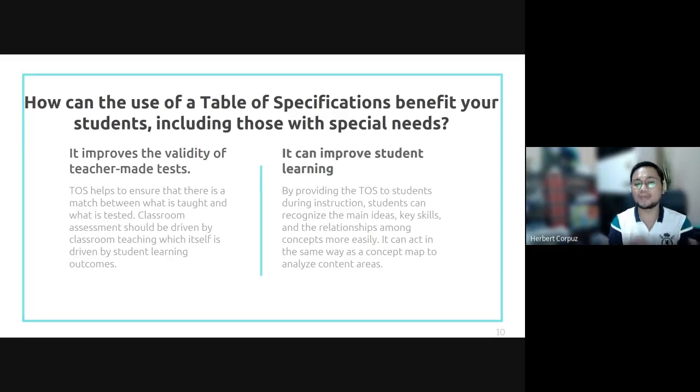Yung nasabi naman natin congruency. Ito yung sinasabi na nating alignment. If there's an alignment or congruency between what you have taught as a teacher and what you have tested to the learners, dapat magmamatch yung dalawang yun. Dapat align yung dalawang yun. Because remember, as we always said in our discussion about assessment, that classroom assessment should be driven by classroom teaching, which itself is driven by student learning outcomes. So meaning to say, even our test, even our paper and pencil test, should really measure the attainment of the learning outcomes we intend for our students to meet or to achieve.